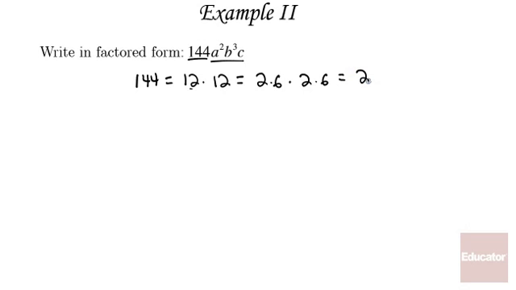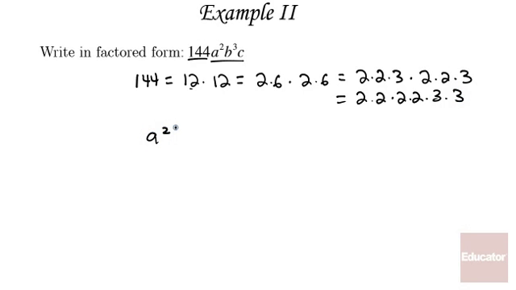I can go even farther. 2 times 2 times 3 times 2 times 2 times 3. Putting that in standard form, 2 times 2 times 2 times 2 times 3 times 3. Okay, now addressing the variables. Those need to be expressed with exponents of 1. Okay, so this can be rewritten as a times a times b times b times b times c.